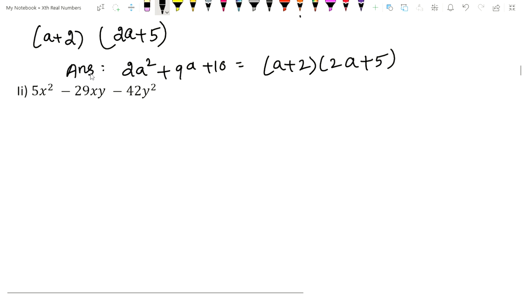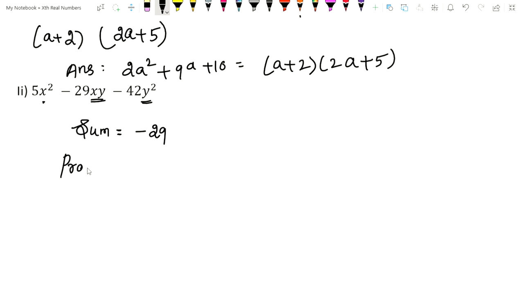Second question. 5x square minus 29xy minus 42y square. Here two variables are there, x and y. So as usual you do, children. First you write the sum. Sum equal to minus 29. The coefficient of xy is called as sum.